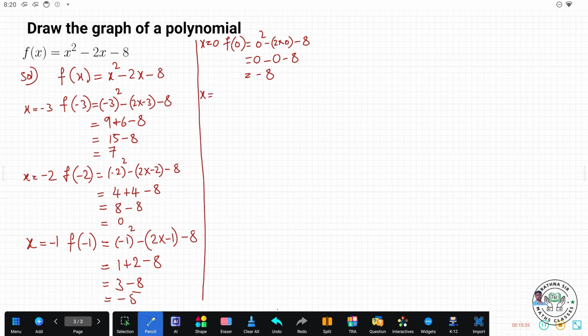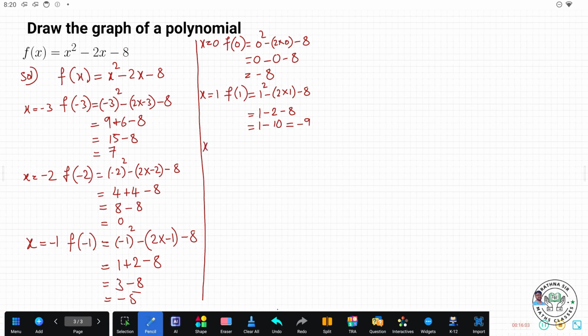x is equal to 1. So f of 1 is equal to 1 square minus 2 into 1 minus 8. Okay, so 1 square is 1, minus 2 ones are 2, minus 8. So 1 minus 2 minus 8 is minus 10, and 1 minus 10 is minus 9.